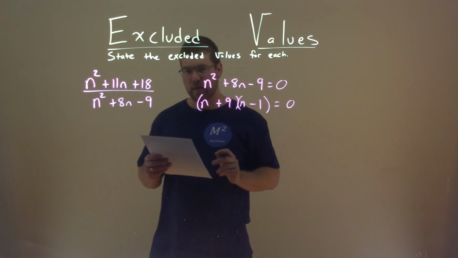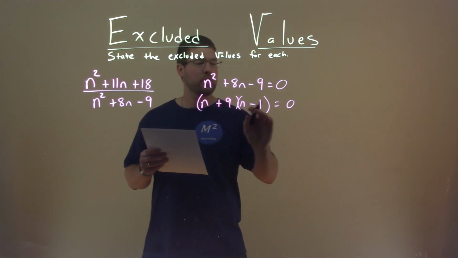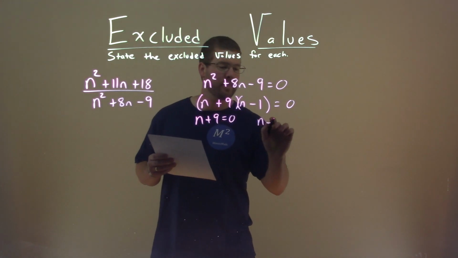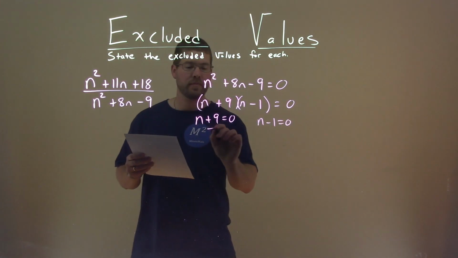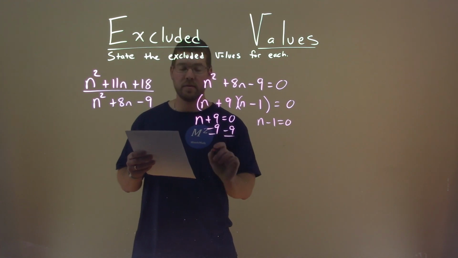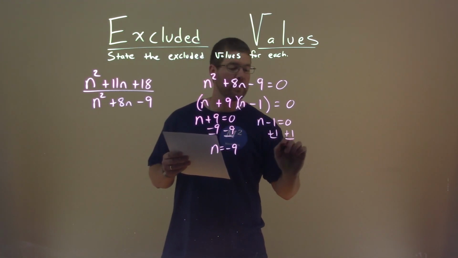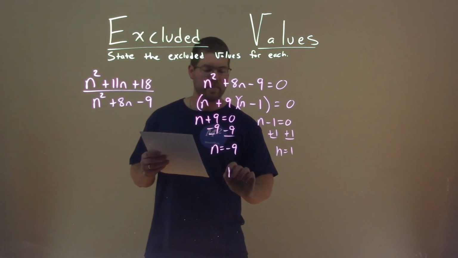Now that it's in this form, we can set both parts equal to 0. And now we're solving. Subtract a 9 from both sides, fairly easy. n equals negative 9. Add a 1 to both sides, n equals a positive 1.